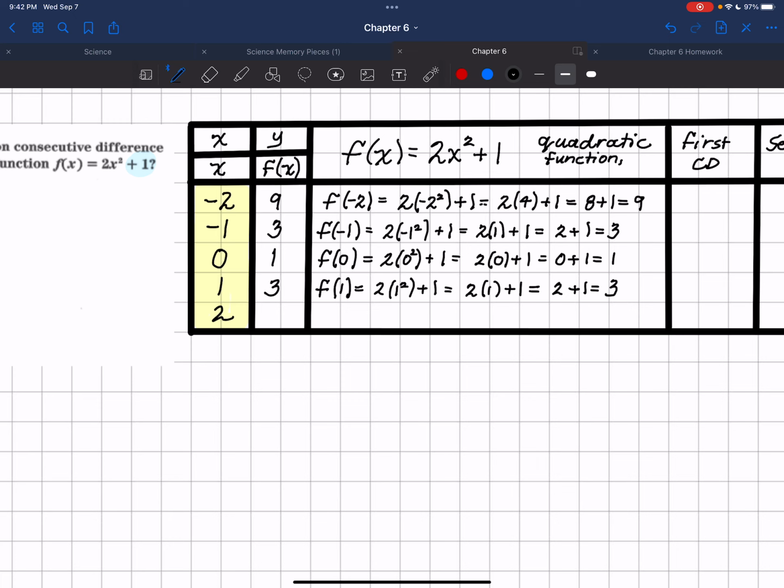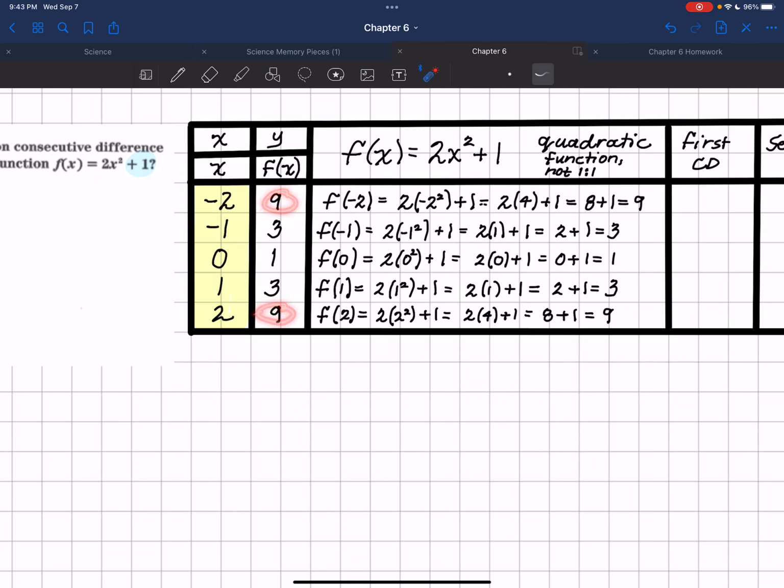So it is a function, but it is not 1-to-1, because right there, those y values are duplicated. And I suspect that's going to happen right here as well. 2 times 2 to the second power plus 1. 2 times 4 plus 1 is 8 plus 1, which is 9. So this is not 1-to-1 because we have duplicates.